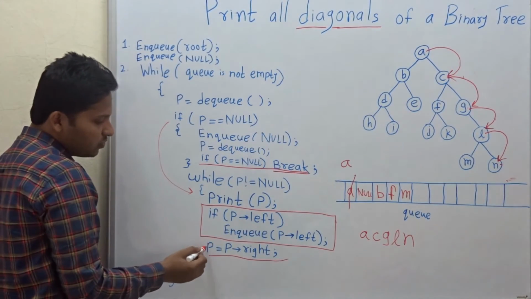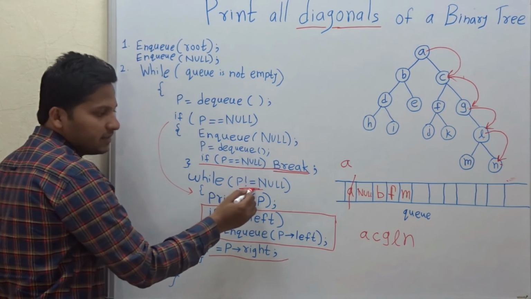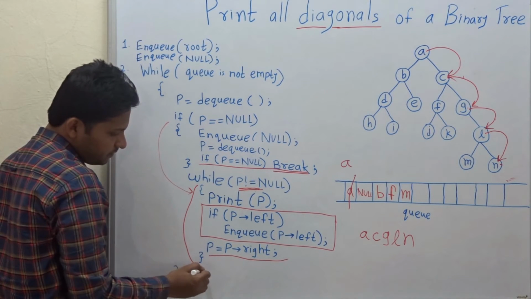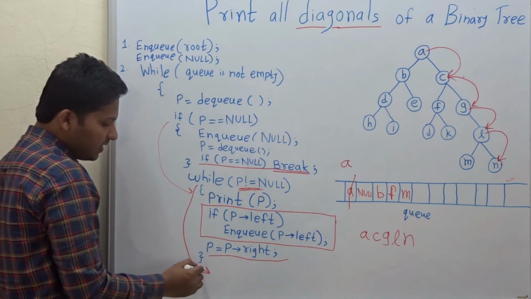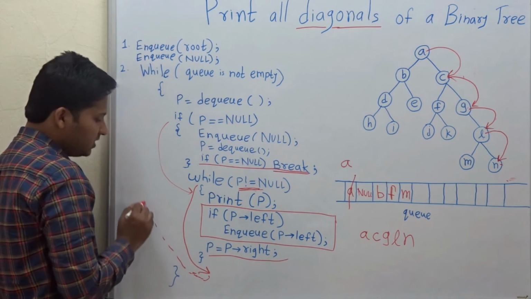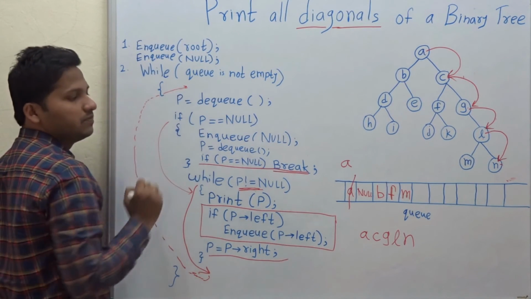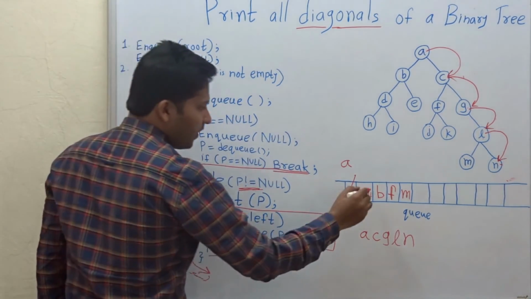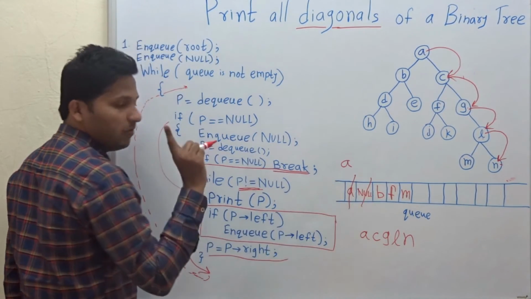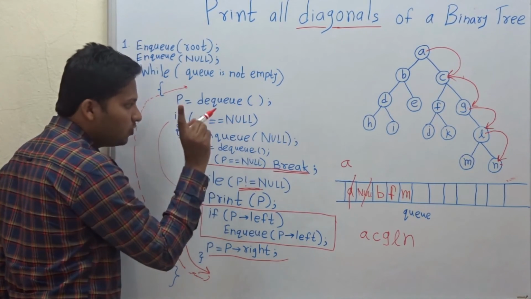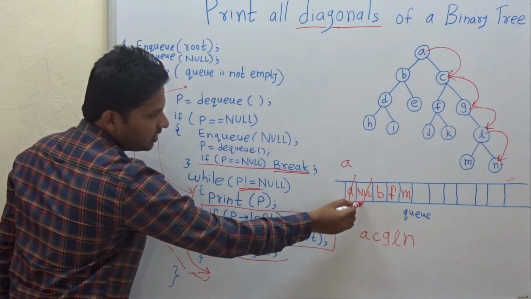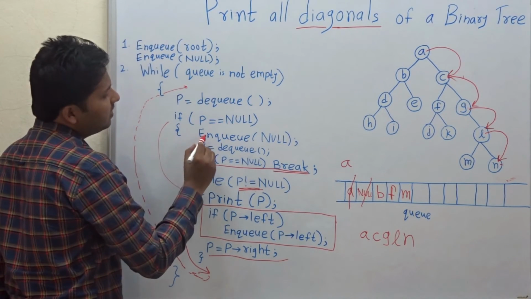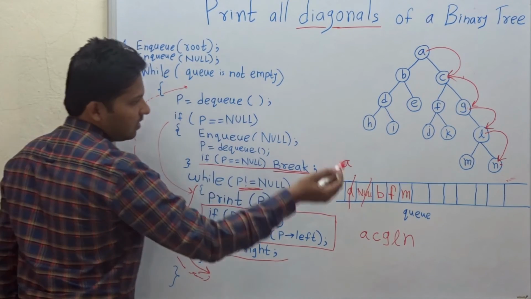When there is no node to the right, when P becomes null, we come out of this while loop. We come out, and as there is nothing here, we go to the starting of the outer while loop. And then we dequeue from the queue. When we dequeue from the queue, we get null. So if P equal to null, this condition is satisfied, because now when we dequeued we got null. So the condition has been satisfied, and then we enqueue another null.